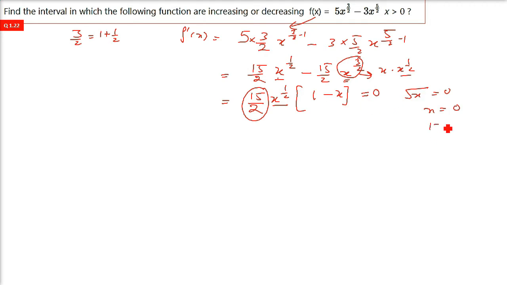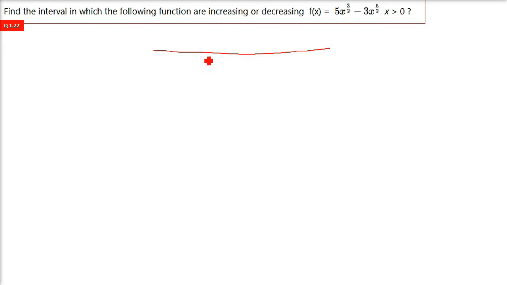You know that x raised to the half, that is under root x equals 0, that is x equals 0. And 1 minus x equals 0 gives x equals 1. So x equals 0 and x equals 1 are the two critical points. So we'll go ahead with 0 and 1. Now this is the number line. If I want to represent, this is 0, this is 1. This is negative infinity, this is positive infinity. So we have to include 0 and 1 because we have got these two as the critical points.